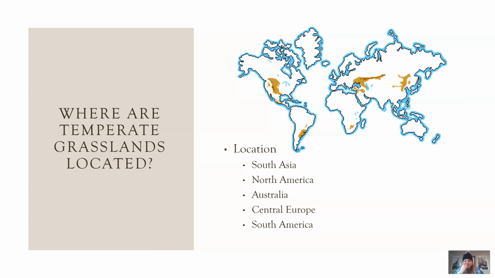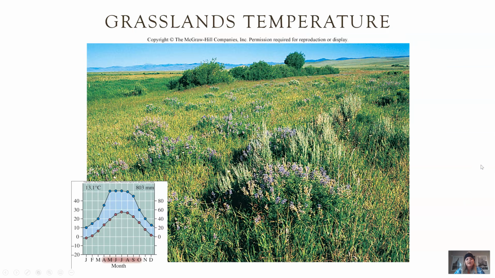Where are temperate grasslands located? Most of these are in South Asia, North America, Australia, Central Europe, and South America. All right, as far as precipitation and temperature goes, we do see seasonal temperature and precipitation go up together. So where we see warmer temperatures, there's also more precipitation. They go hand in hand. Instead of seeing lower temperatures where you see more precipitation, they're kind of the opposite because they're a temperate grassland.